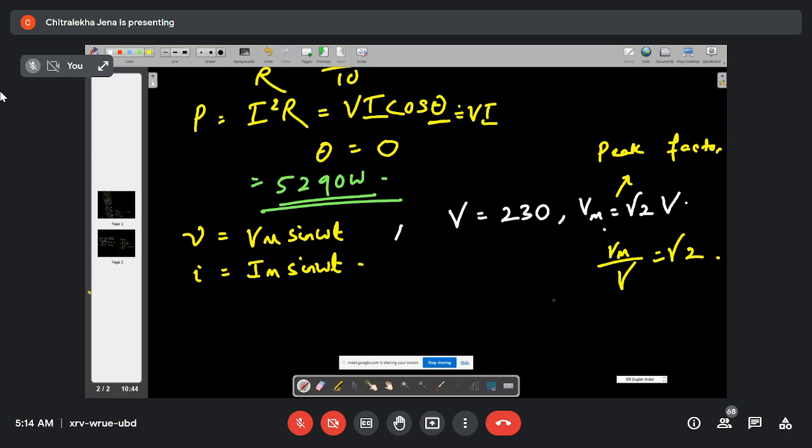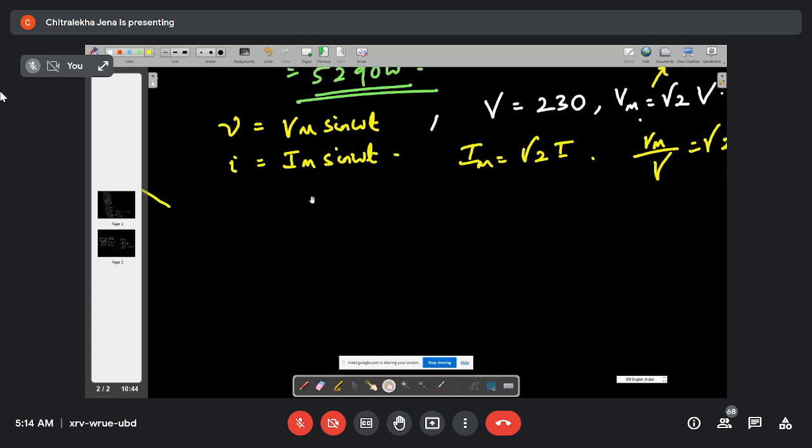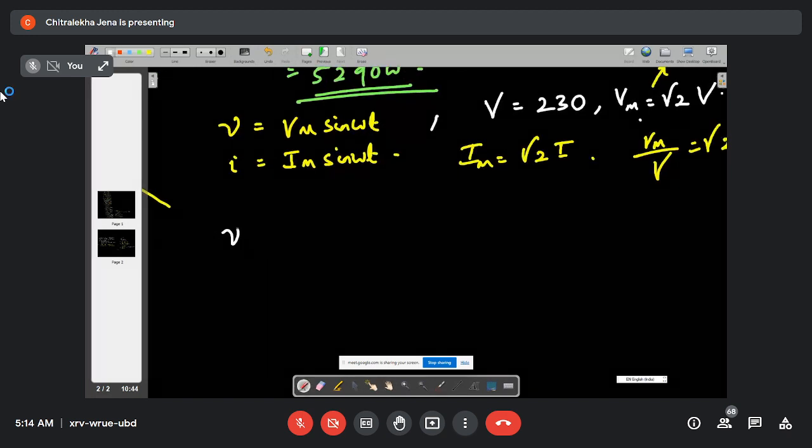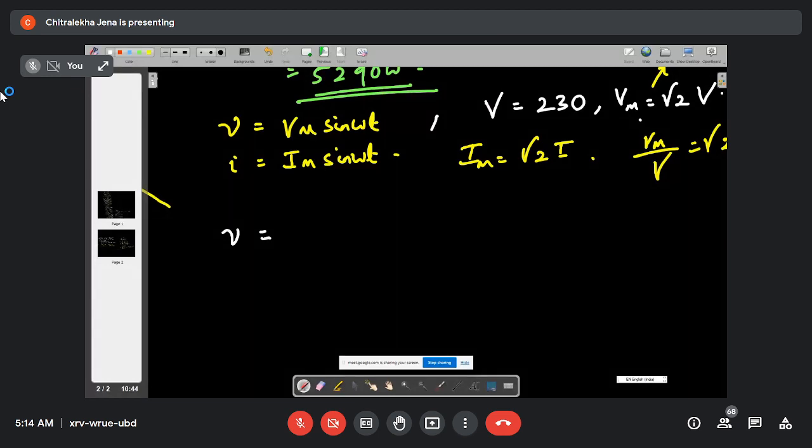So similarly, what will be the value of Im? Im is equal to root 2 into I. So you find out, you will get the voltage V is equal to how much? V is equal to 325.25. Very nice.